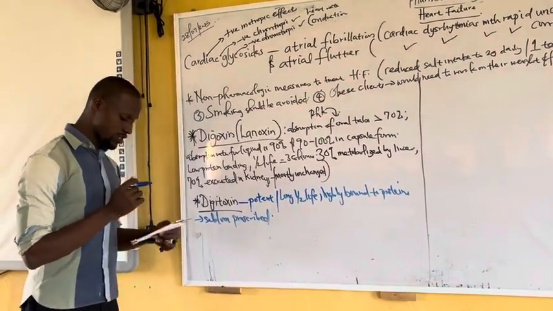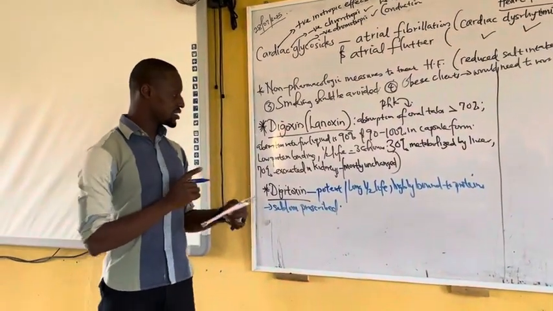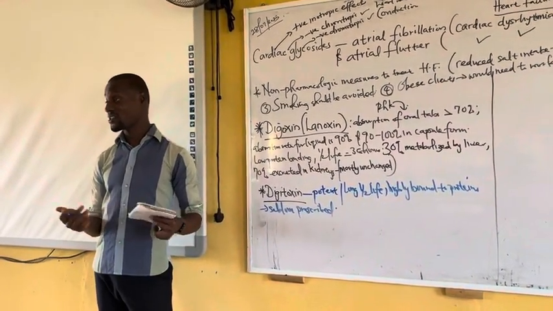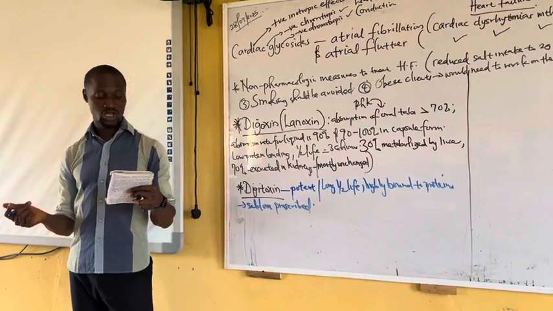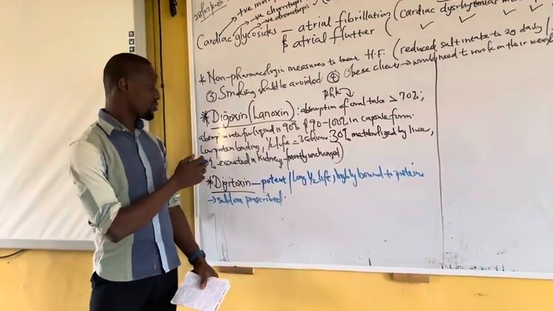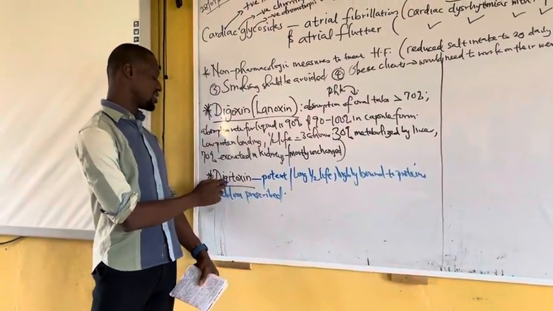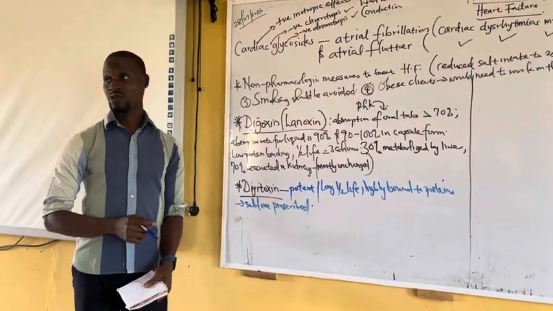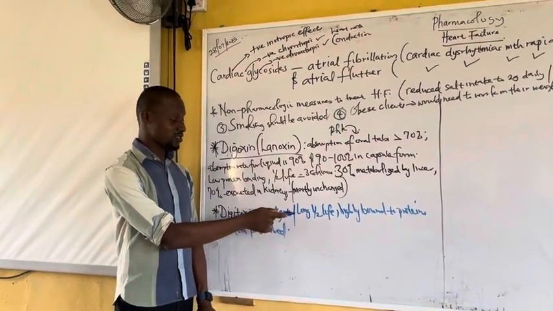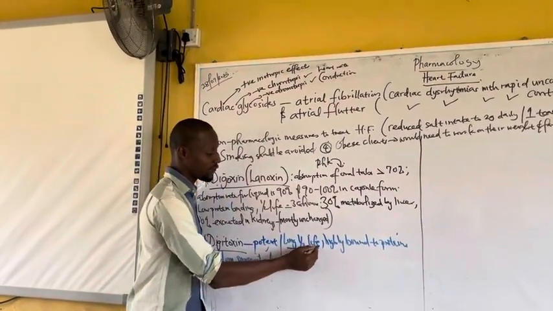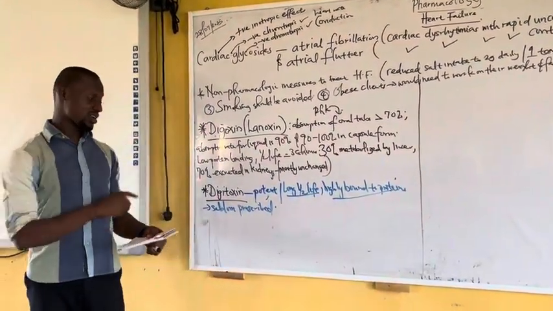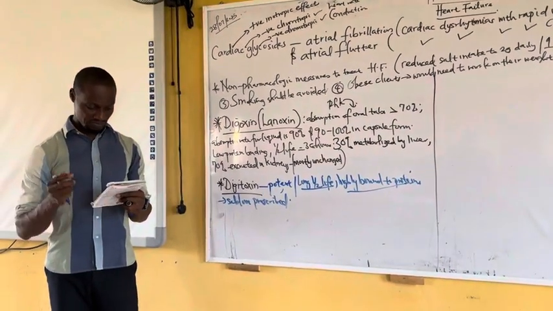The names digoxin and digitoxin are very, very similar. Caution is required in the administration of the correct drug. So digoxin must be differentiated from digitoxin. This one has an even longer half-life than digoxin. So if it has a longer half-life, it must be more highly bound to protein than the other one, and so it is seldom prescribed.